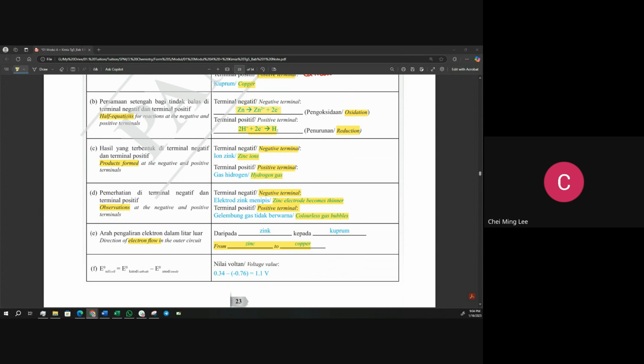Remember, electrons flow from negative to positive, current from positive to negative. The voltage value will be 0.34, which is copper, minus negative 0.76, which equals 1.1 volt. So that's the voltage value.